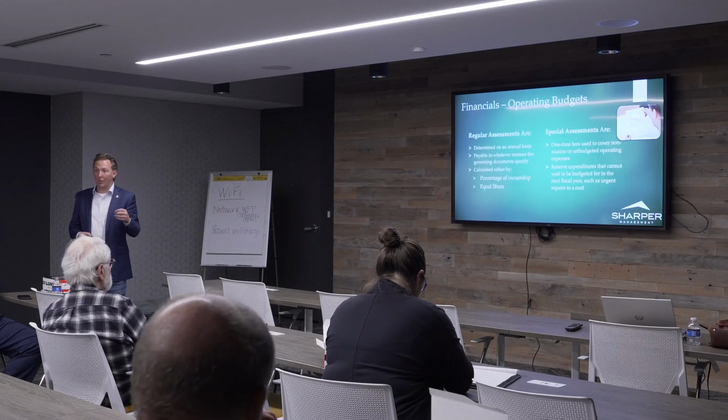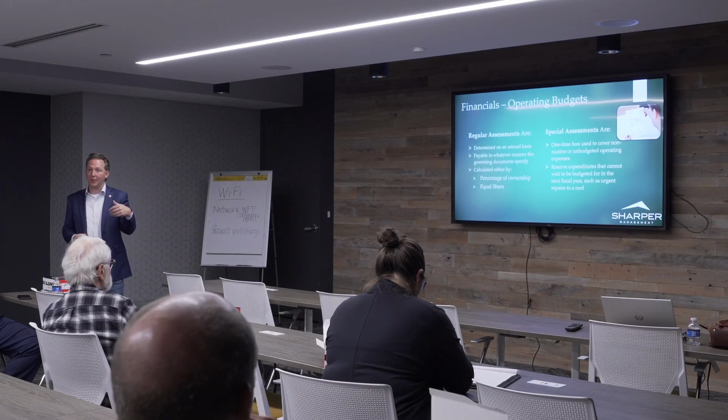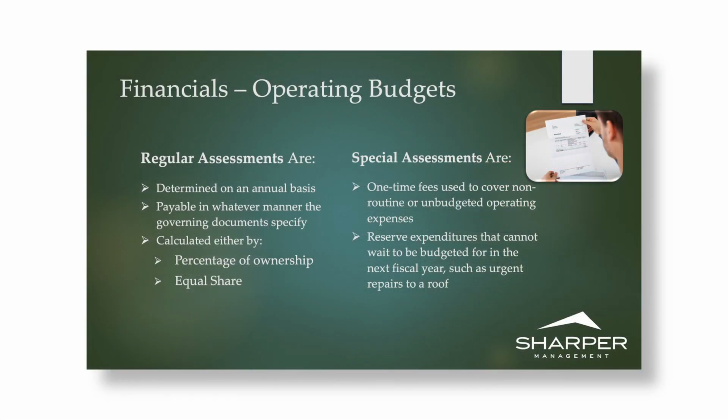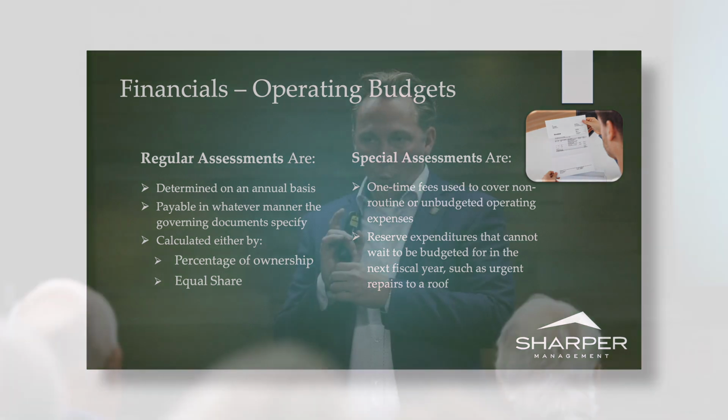That's typically determined in one of two ways. Your governing documents is going to dictate that it's either everybody shares an equal amount, typical for townhomes, right? Everyone pays the same amount. But if you're in a condo building, that amount might vary. That might be based on the ownership percentage.